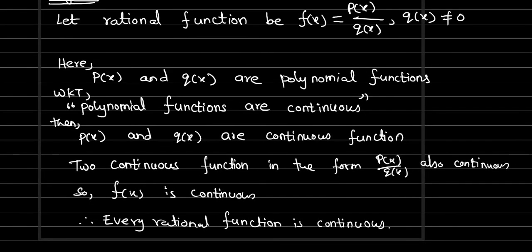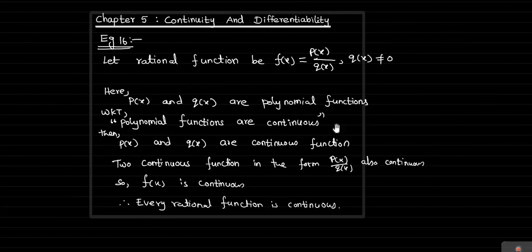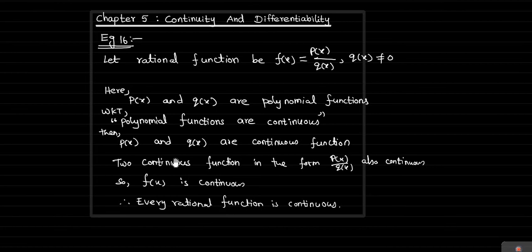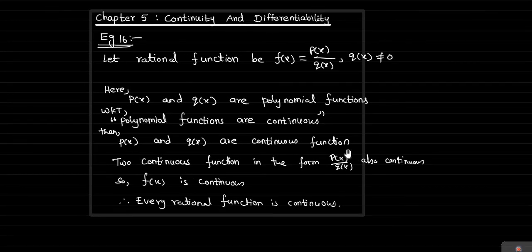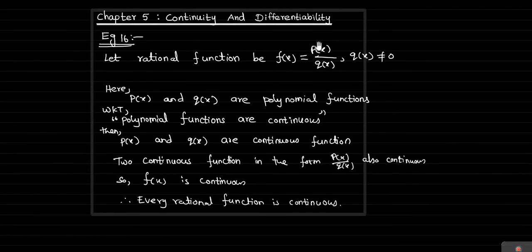That's all for this sum. Basically here we use two properties. One is that every polynomial function is continuous, and the next is that the quotient p of x by q of x of two continuous functions is continuous. Based on that, we are saying f of x is continuous.